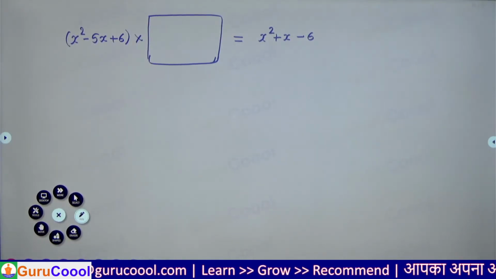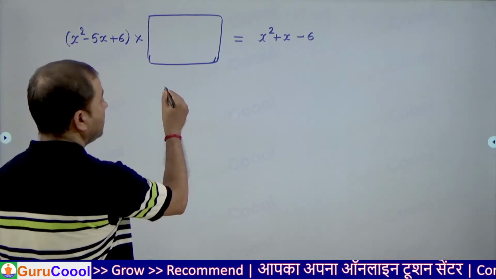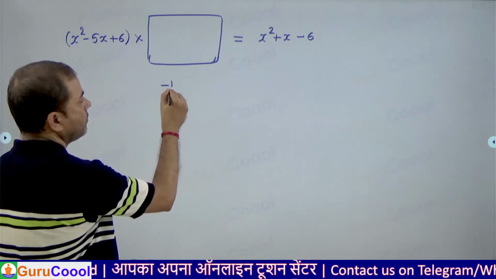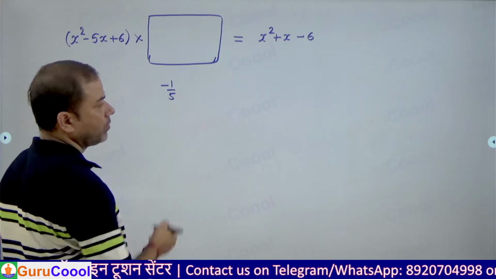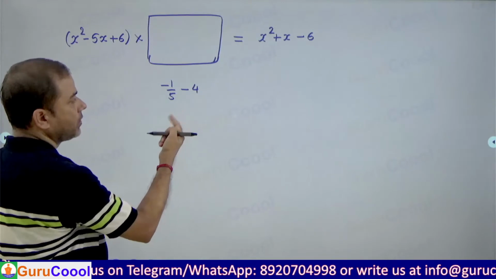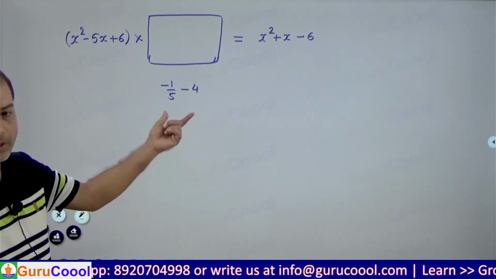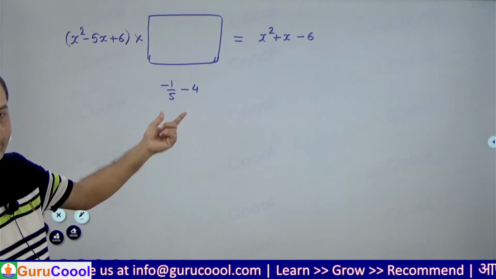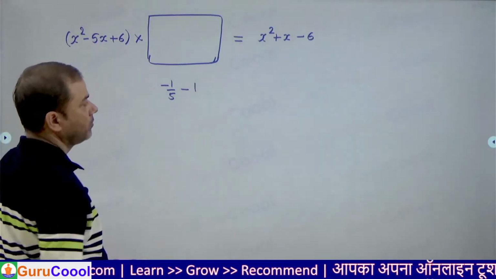So minus 1 by 5 minus 1 will be there. Say again. So minus 1 by 5... minus 1. What? Minus 1. Minus 4. This. Is this the answer according to you? Sir, minus 1 by 5 minus 1. Minus 1. This.